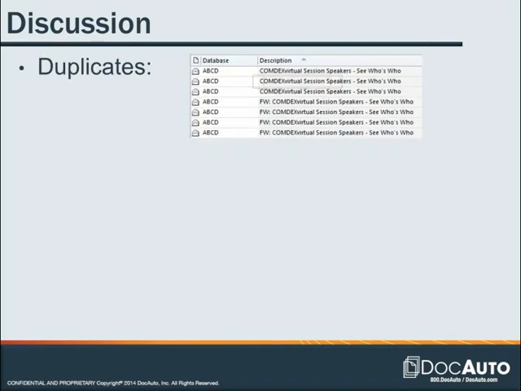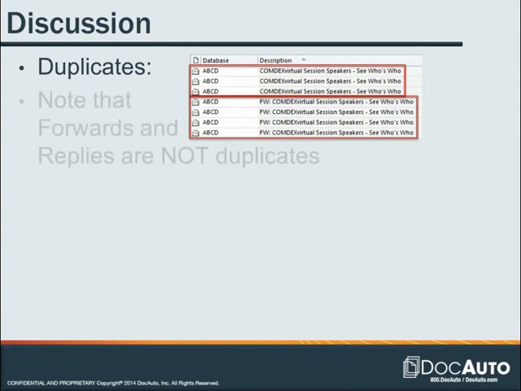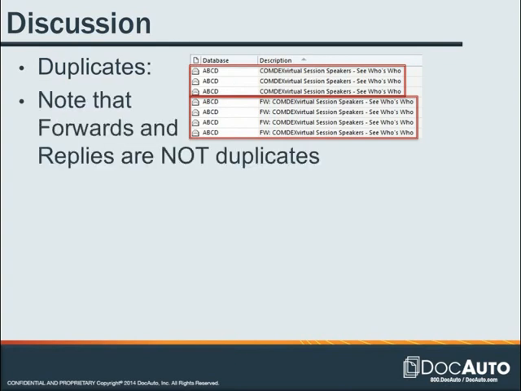So duplicates, just in a simple example here, I've got a bunch of messages and I have 3 duplicates of the first and 4 duplicates of the second. Now notice these are really all the same message. The only difference between them is that the forwards and replies are not considered duplicates. They are different in the Exchange world. They have different message IDs, which is the unique Exchange identifier associated with the message. Obviously the subject lines are different here, and the sent and received dates on the messages will be different. So forwards and replies are not duplicates of the original message.